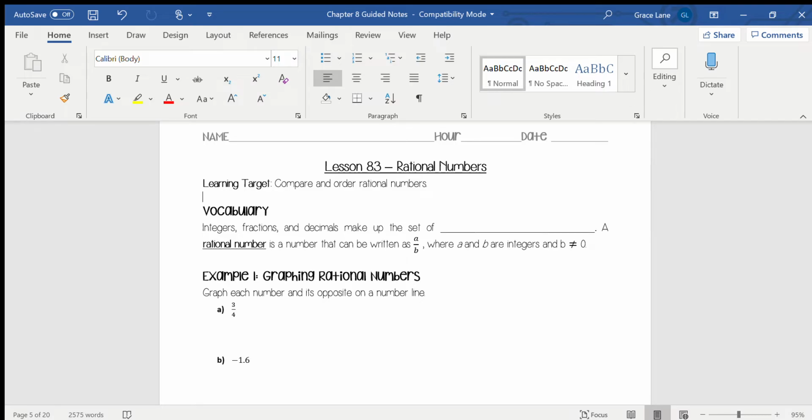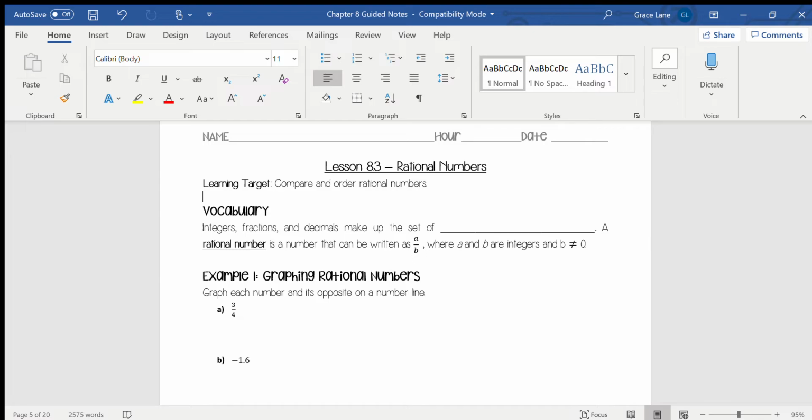Hi, you guys. Today we are going to be talking about a third type of number called rational numbers. So this is lesson 3 of chapter 8. So earlier we talked about integers, which now includes positive and negative numbers. And then this week we are introducing rational numbers.